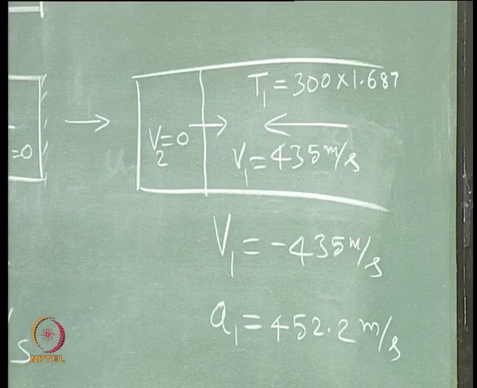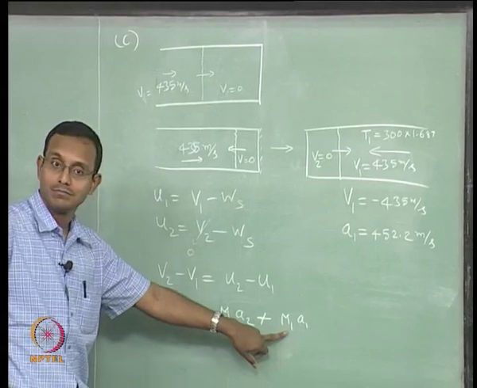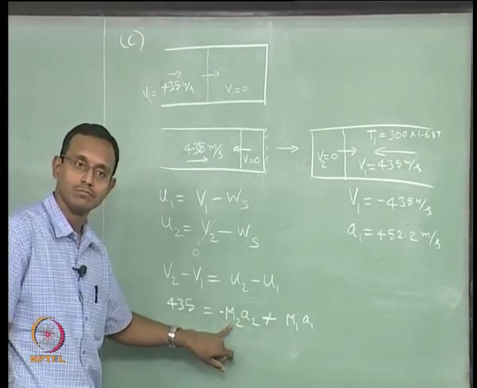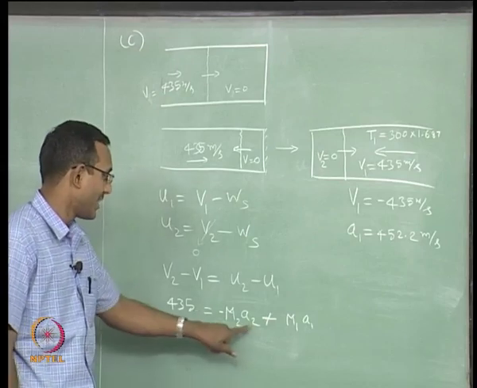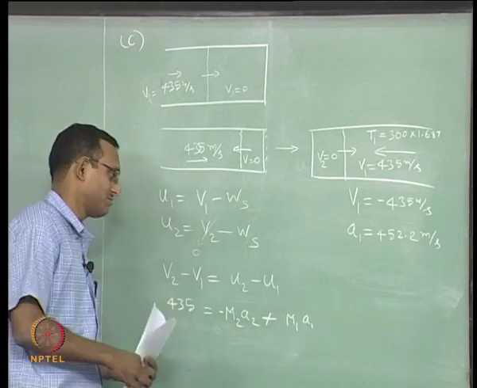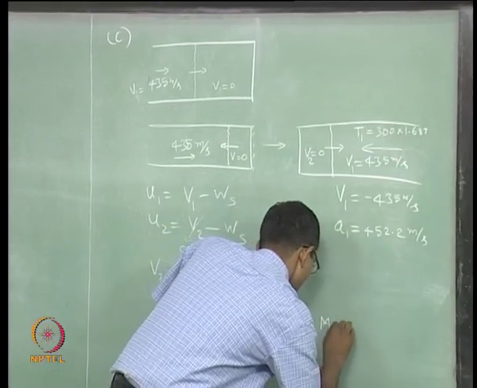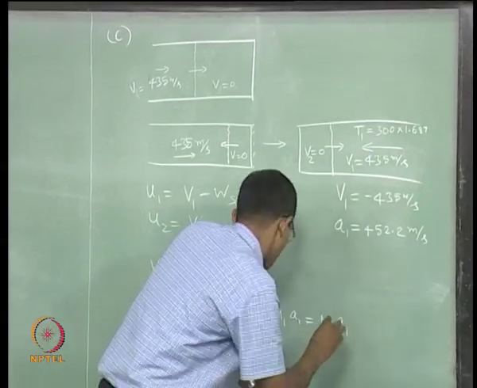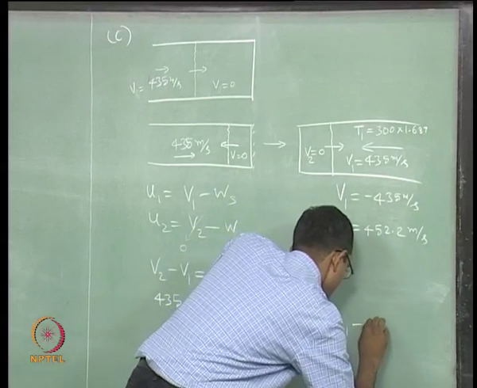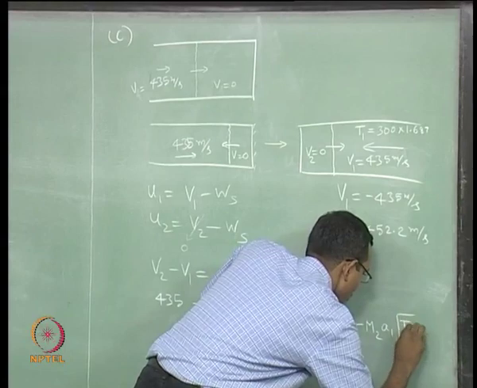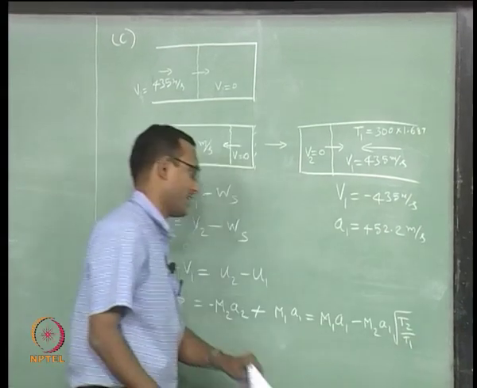We know up to here. I do not know M1, but if I know M1, I will know M2. Now, A2, can I write it in terms of A1? Yes, I can. We will write it that way: M1 A1 minus M2 A1 into square root of T2 by T1. Can I write it like this?